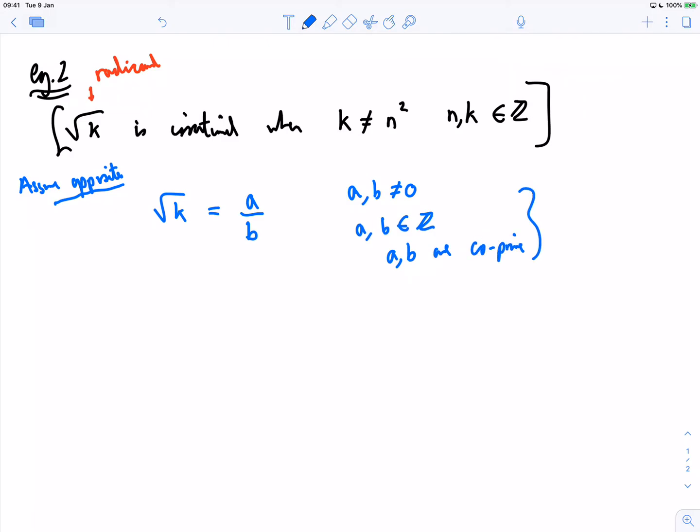Okay, so it's the same setup as before. Neither a nor b can be equal to 0 for obvious reasons, because we're dealing with non-zero squared surds, and clearly 0 is 0 squared, so that's not going to work. And also b can't be equal to 0, otherwise we've got a fraction that can't be resolved. A and b are integers, because that's the whole point of rational numbers.